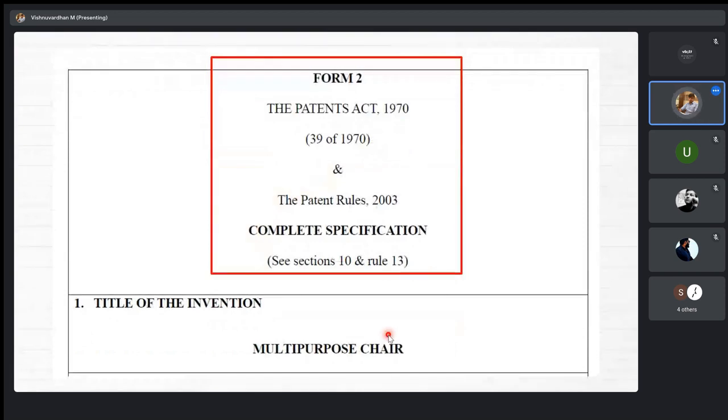Cool. So as I explain each part of the application, I'll show you an example. This application I've taken from the IP India website. It's actually a very cute invention. It's about a chair. As we go through the application, you'll understand what the invention itself is. It's an amazing invention, and it's a very new application also. It was filed just now.